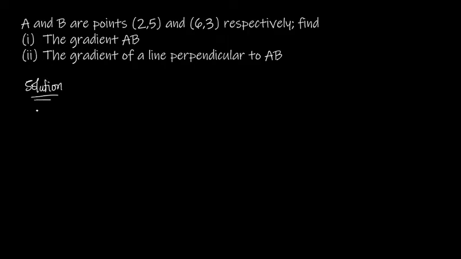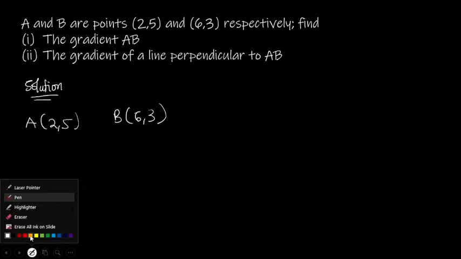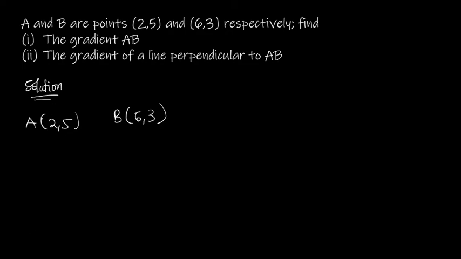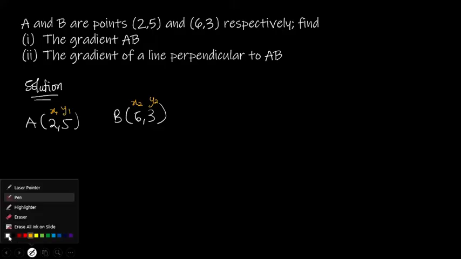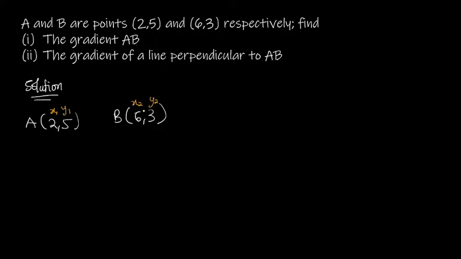We have point A, which has the coordinates 2 and 5. And then we have point B with the coordinates 6 and 3. Now, for me not to be confused, I will label my coordinates. So this is my x1, my y1. This is my x2, my y2. So that when I'm solving, it is easier for me to pick my coordinates.